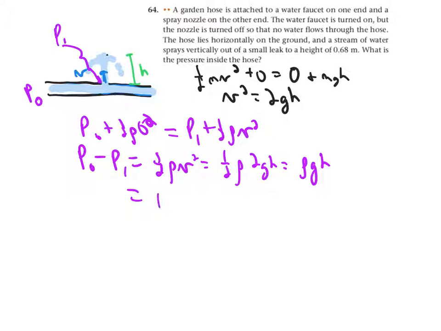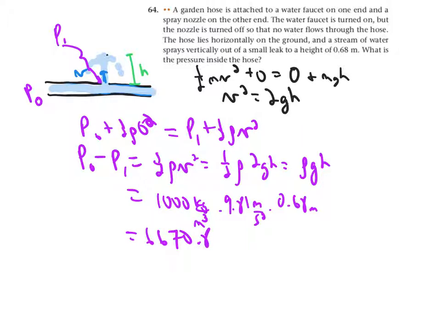And so we end up with 1,000 kilograms per meter cubed times 9.81 meters per second squared times 0.68 meters, which turns out to be 6670.8. Kilogram meter per second squared is newtons, and newton per meter squared is pascals, so this is in pascals as expected. We have at best 2 digits, so I should probably call that 6,700 pascals.